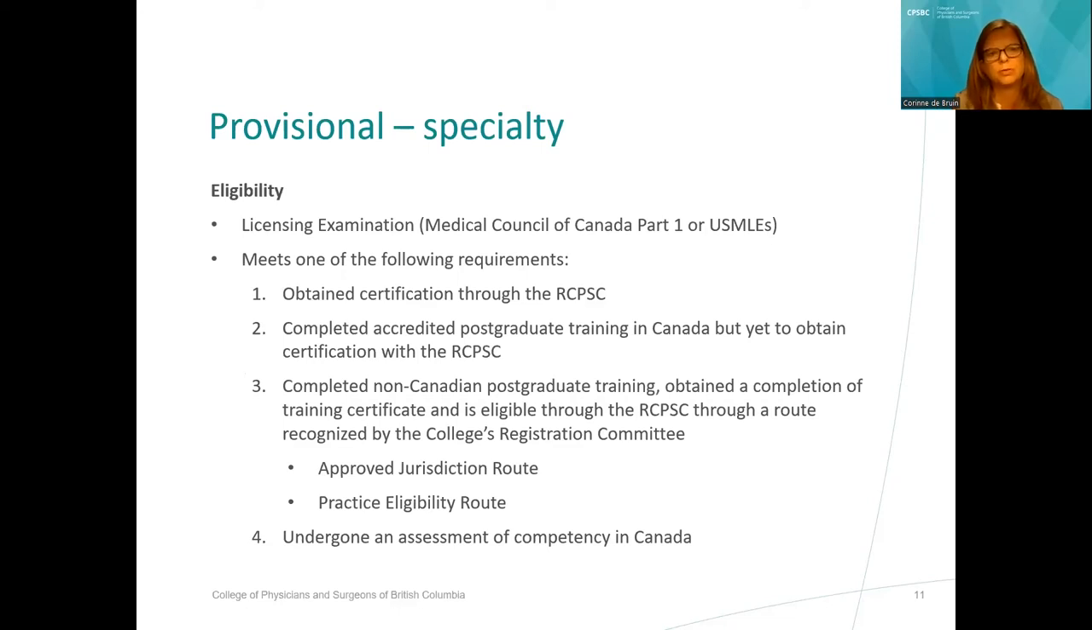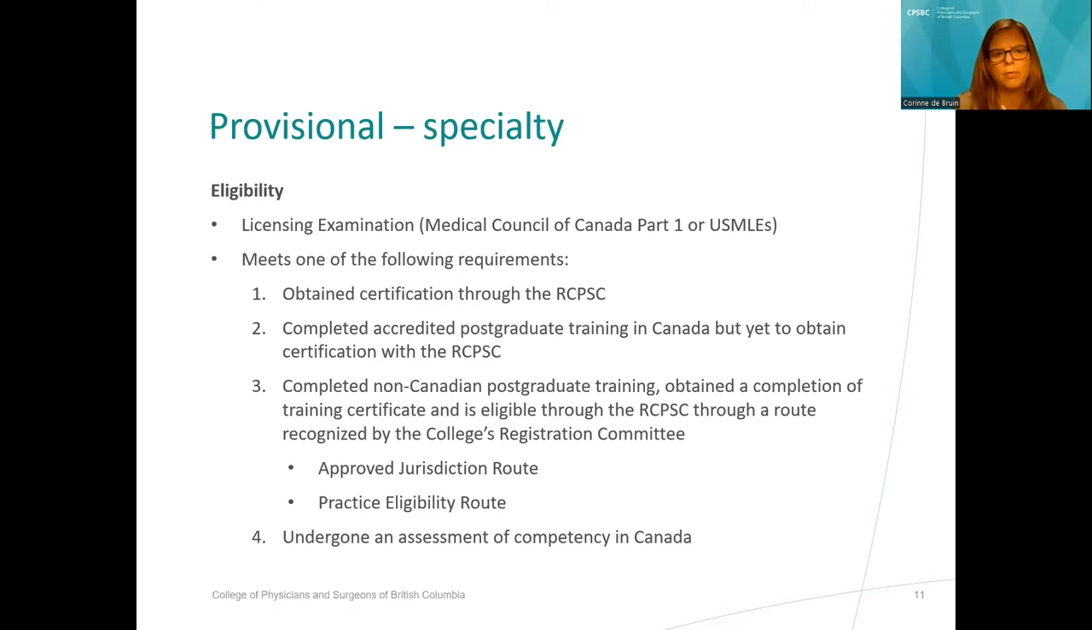In order for an applicant to be eligible for the provisional specialty class, they need to again have completed their licensing exam, the Part 1 or the USMLEs. They need to meet one of the following requirements: have obtained their Royal College certification, completed accredited postgraduate training in Canada, but have yet to obtain certification. Again, sometimes we have residents who are off cycle. They're not finishing with their cohort, and that could be for a number of reasons. Parental leave is just one example that comes to mind. Or they have completed their postgraduate training outside of Canada. They've received a completion of training or certificate, and they're eligible through the Royal College to sit the exams through a route that's recognized by our registration committee.